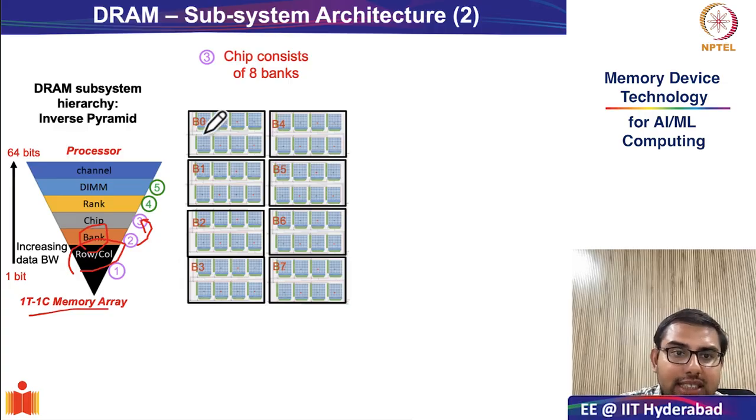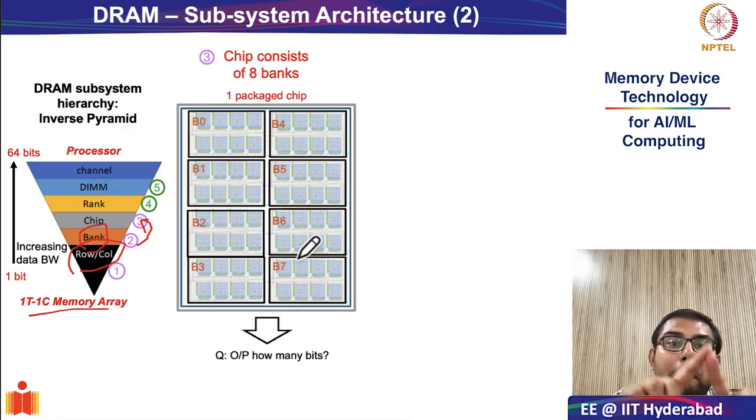So these are 8 such banks: bank 0, bank 1, bank 2, bank 3, bank 4, bank 5 and till bank 7. So 8 such banks, when they are put together, they consist of a package chip, and we will soon see the image of the package chip. Before that, let us understand what is the function of a package chip by asking the questions. We know that each of the banks gives you 1 byte or 8 bits of data.